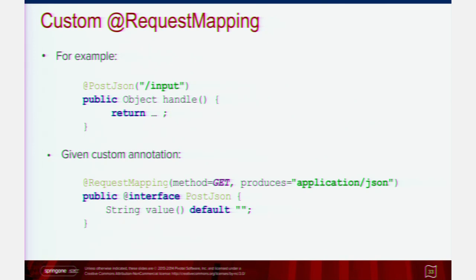That's called a meta annotation. And basically, you can now design your own custom annotations. If you have common cases where you see a lot of repetition in your request mapping annotations, you can now replace that with your own shortcut annotation.